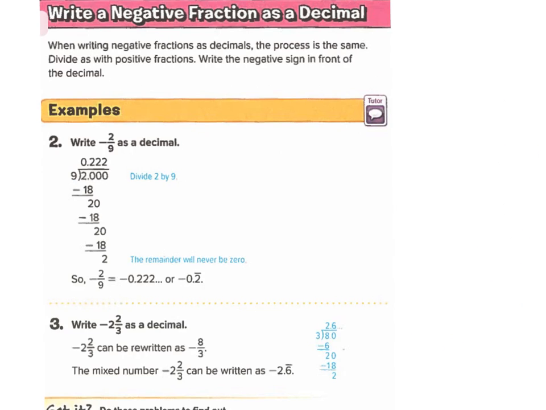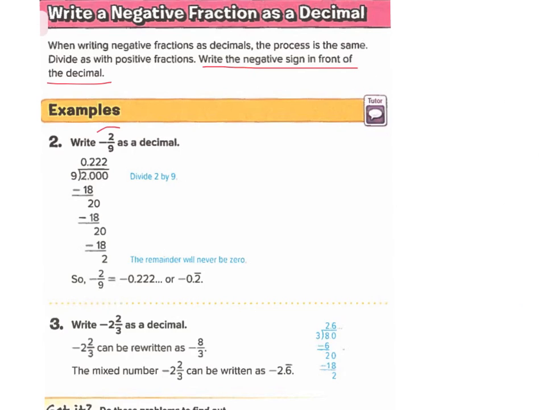Now, what do you do if you're going to use a negative fraction? Well, here's the thing. All you're going to do is write the negative sign in front of the fraction, or in front of the decimal after you turn it into a decimal. That's it. Do it exactly like you did the last couple of problems, except put the negative sign back in front when you're all done.